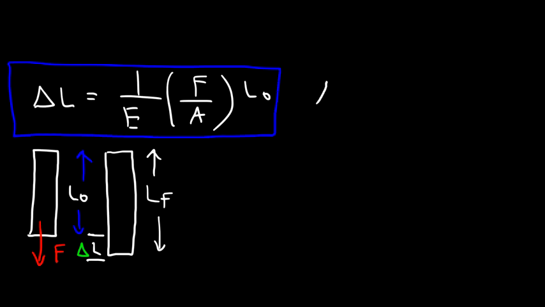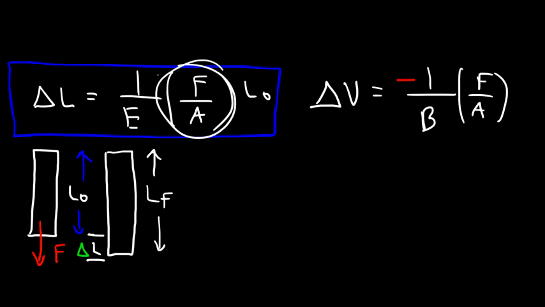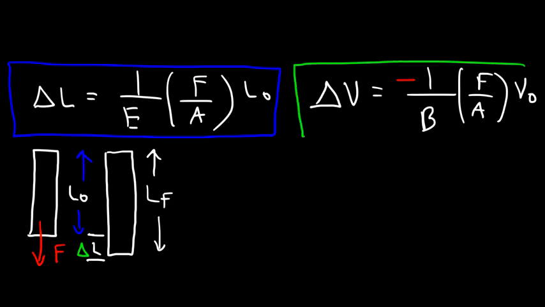when you put an object like a sphere in water or in any fluid, the volume is going to change. And that volume is based on the bulk modulus, which is based on the property of the object. And it's going to be negative because the volume will decrease. It's not going to increase. And we're still going to have F over A, just like we have here, and then times the initial volume, or the original volume. So notice the similarities between these two equations.